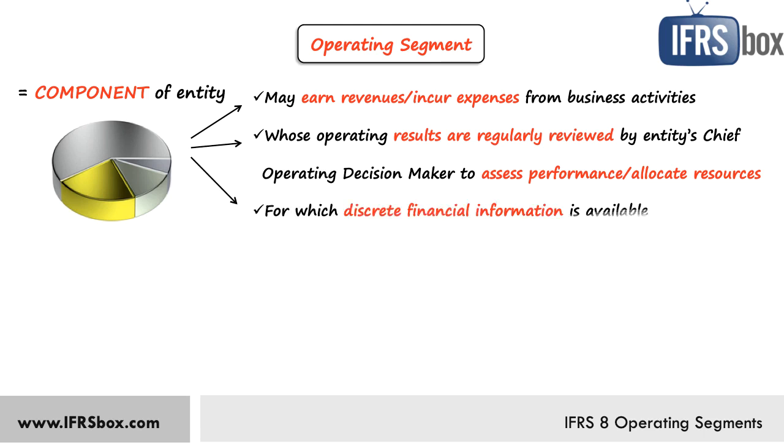And discrete financial information must be available for that segment. So the example of a segment might be a product division or a branch located in some particular area, or even a subsidiary company if our entity is a group. Also, a segment might not need to generate revenues yet. Therefore, also a startup that has not generated any revenues is a segment as well. Well, if it meets the other criteria.